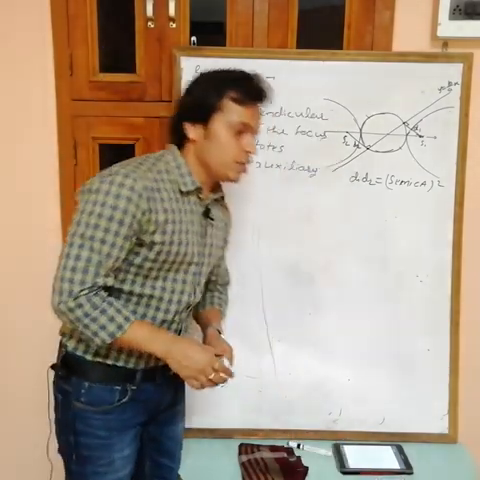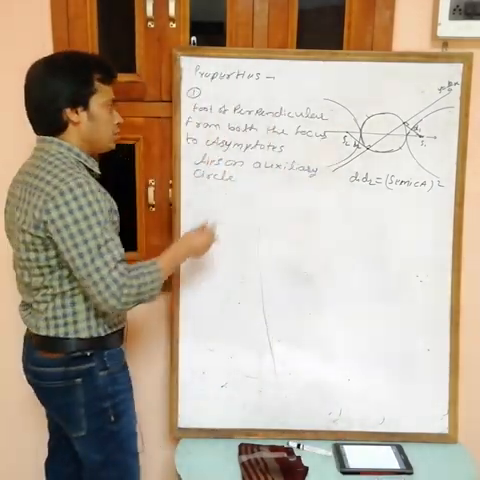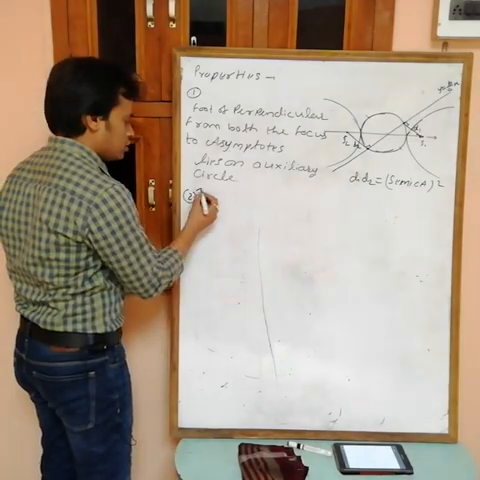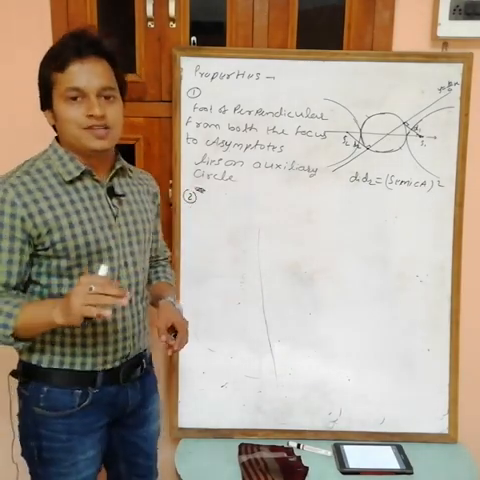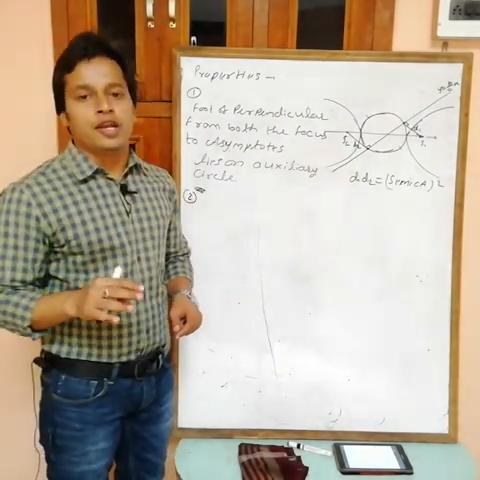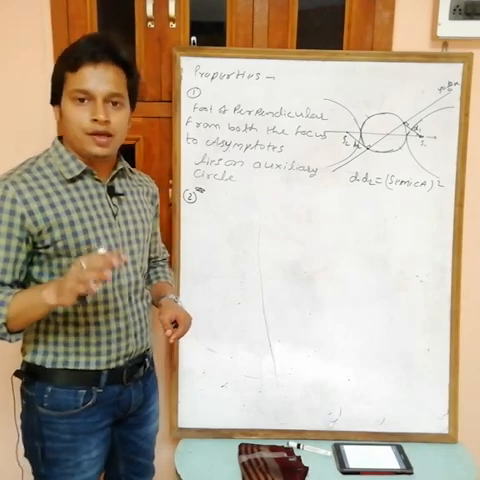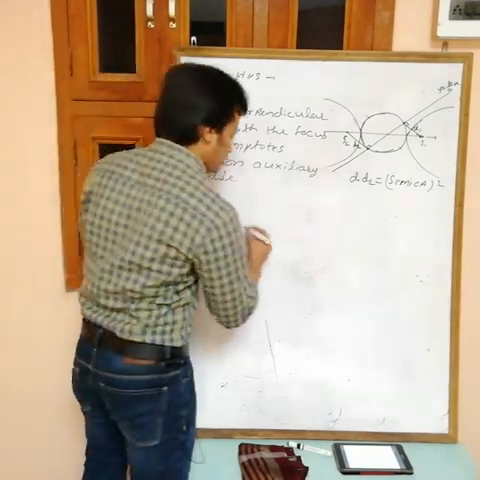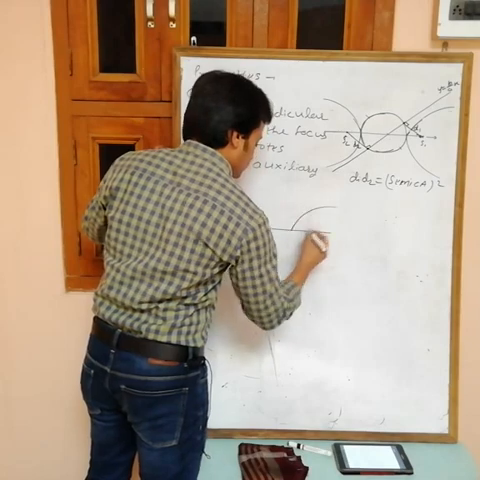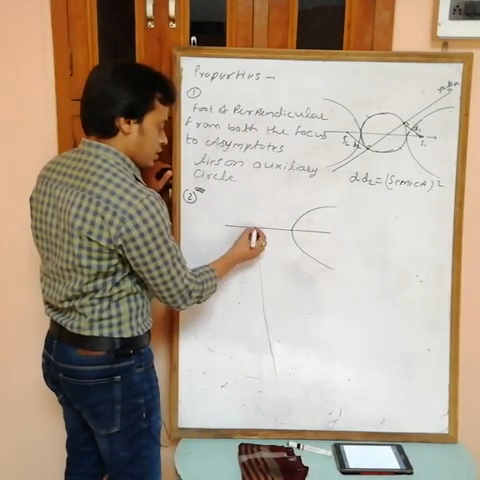The second property is the same in parabola, ellipse and hyperbola. That one is: the portion of the tangent between the point of contact and the directrix always subtends a right angle at the corresponding focus. Okay, this is the same in all three.